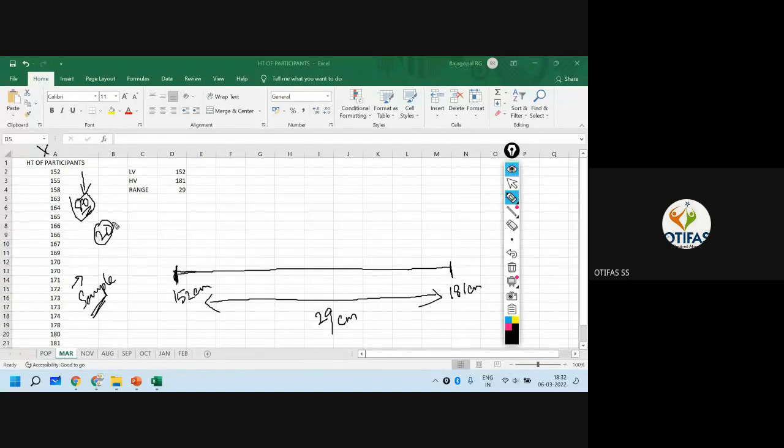So, how can you predict based on these 20? You can predict about the 80 people. Can you say what will be the lowest value of these 80 people? Chances are high that the minimum value will be 152 for the 80 also, and the highest value 181. The chances, not 100%.